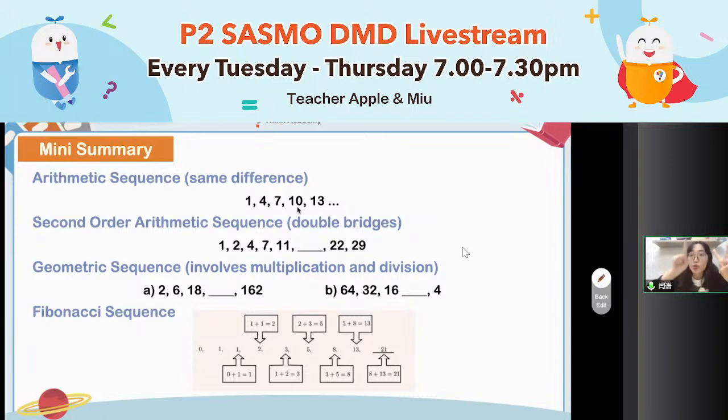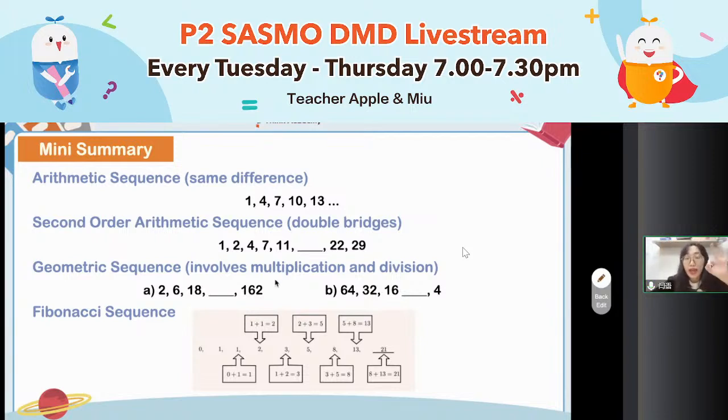And for the second one, we call it second order arithmetic sequence. Also, you need to draw double bridges to check your answer. Just like 1, 2, 4, 7, 11. So what is the difference here? The difference is plus 1, plus 2, plus 3, plus 4, right? The differences are different. But if you draw one more bridge, you will find that actually the difference on the top should be the same.